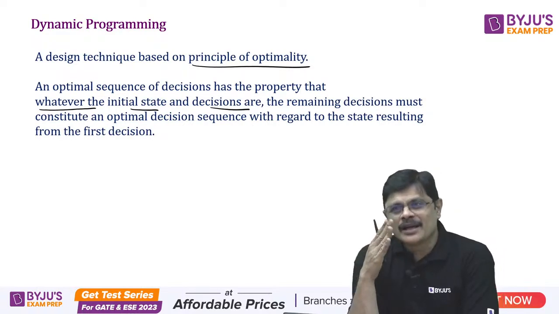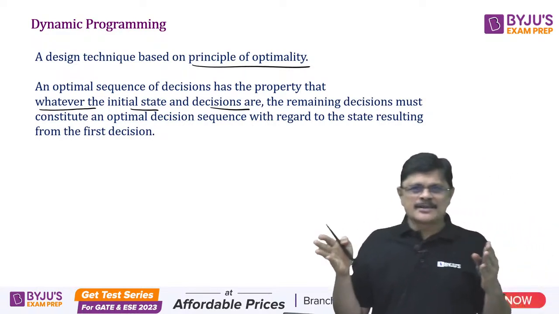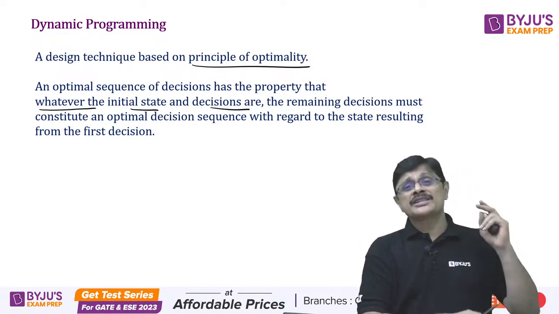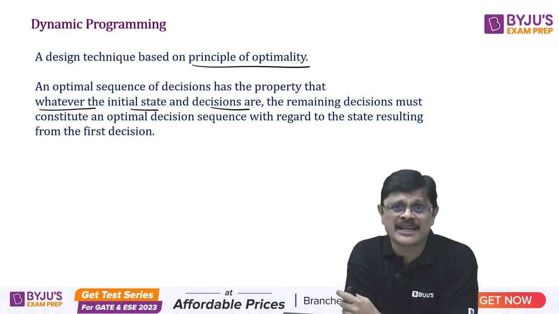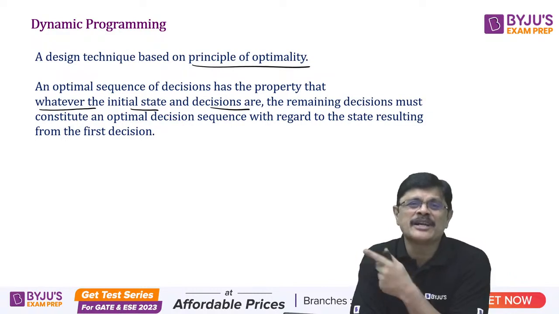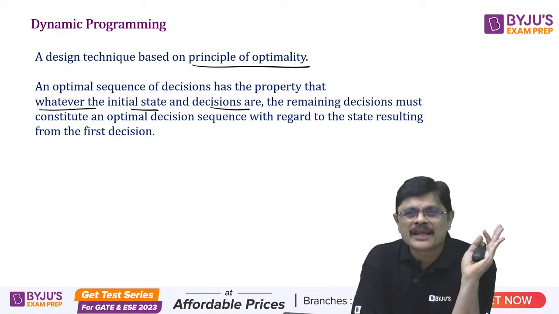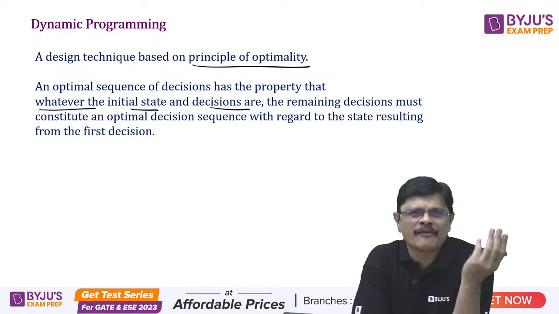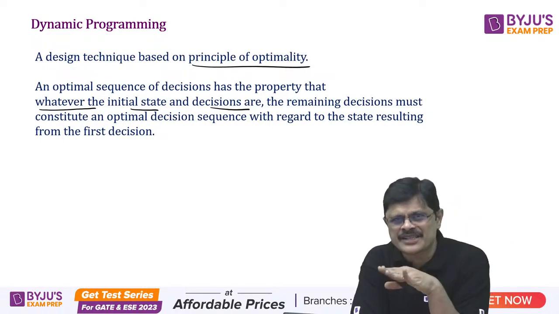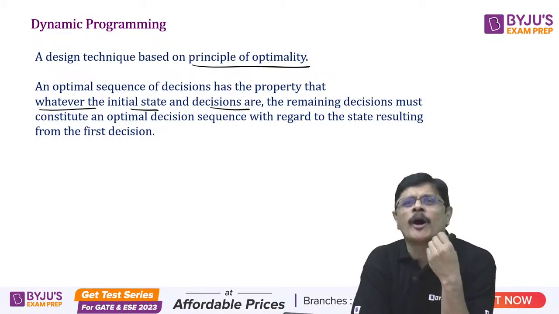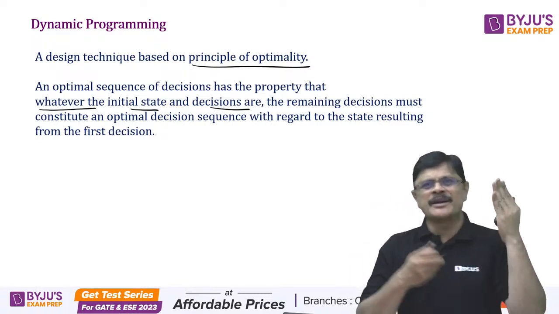See, if the sequence of decisions must give you the optimal result with regard to the state resulting from the first decision, it means the problem must be expressible in terms of sub-problems only. Then only it is happening. Whatever first decision is made, based on that whatever state happened, from that the remaining sequence of decisions must give you an optimal solution, which means the original problem must be in terms of sub-problems.